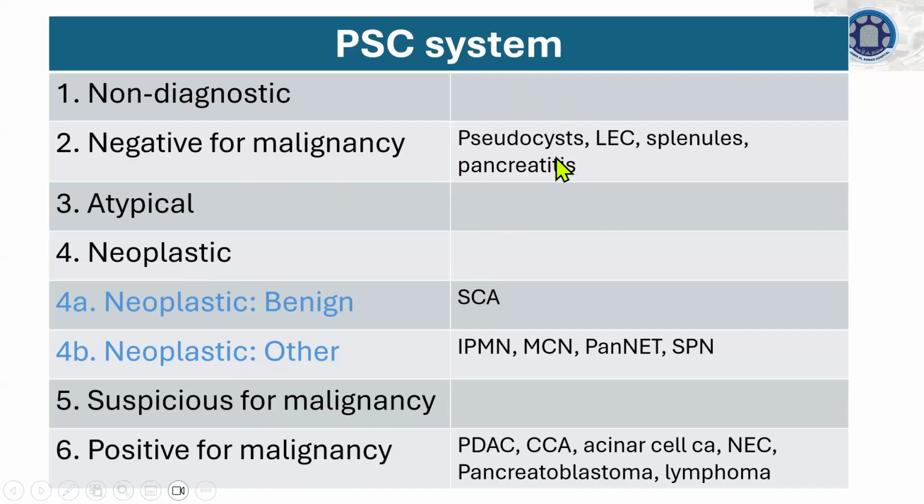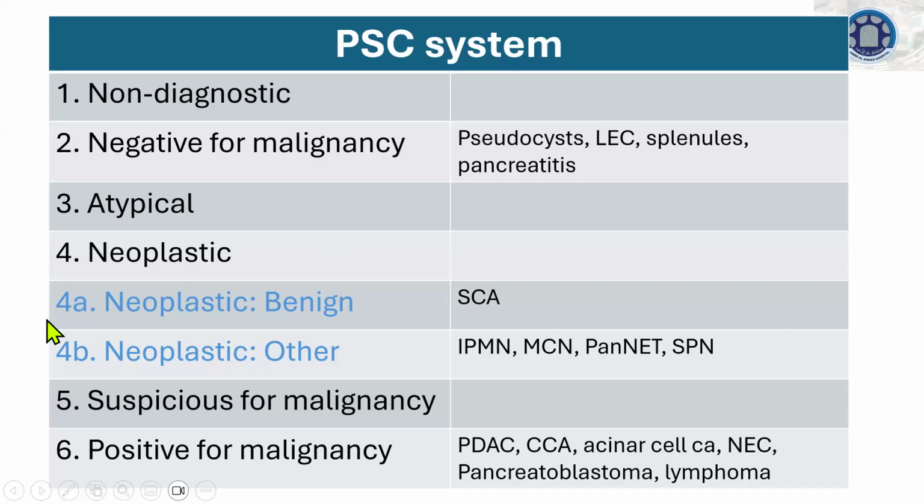So under negative came all the pseudocyst, lymphoepithelial cysts, and basic negative ones. And under neoplastic came neoplastic benign, neoplastic other. So under benign came the serous cystadenoma. Under other came IPMN, that is mucinous neoplasms, PanNET and SPEN. Under positive for malignancy came the frankly malignant ones like PDAC, cholangiocarcinoma, acinar cell carcinoma, neuroendocrine carcinoma, pancreatoblastoma, and lymphoma.